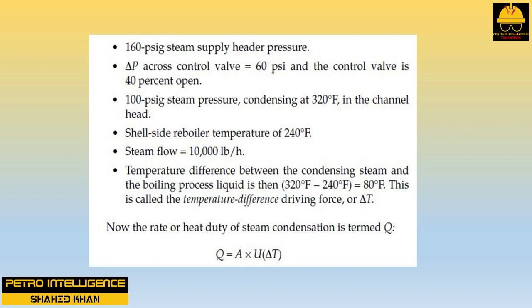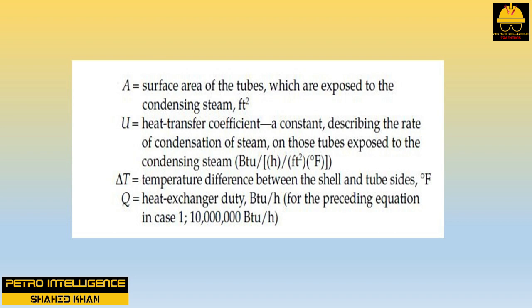Now the rate or heat duty of steam condensation is termed Q equals A times U times delta T, where A equals surface area of the tubes, which are exposed to the condensing steam, in square feet. U equals heat transfer coefficient, a constant, describing the rate of condensation of steam on those tubes exposed to the condensing steam, BTU per hour per square foot degree F. Delta T equals temperature difference between the shell and tube sides, degrees F. Q equals heat exchanger duty, BTU per hour. For the preceding equation in case 1, 10 million BTU per hour.